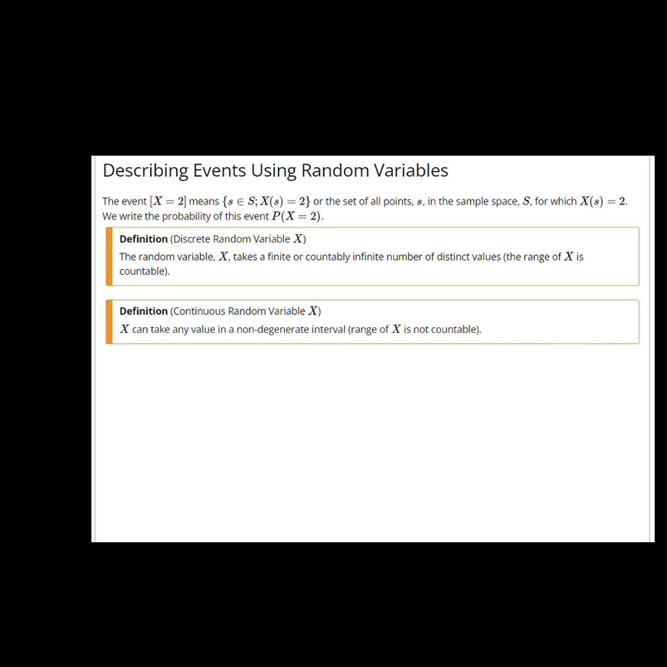Later on, we'll discuss continuous random variables. These are random variables which can take any value in a non-degenerate interval. For example, a random variable which can take any number in the interval between 0 and 1. In this case, the range of the random variable is not a countable set.